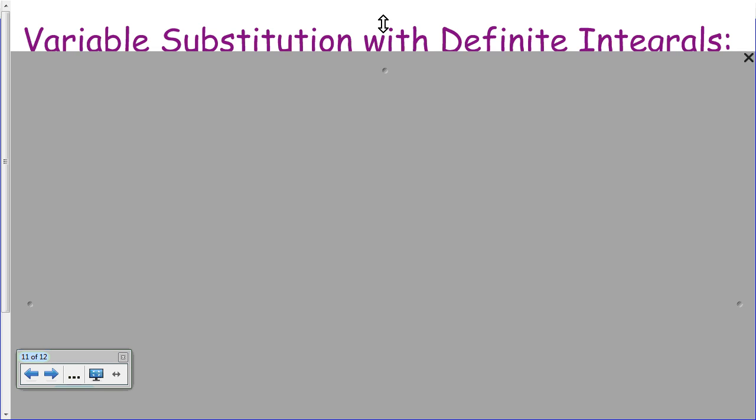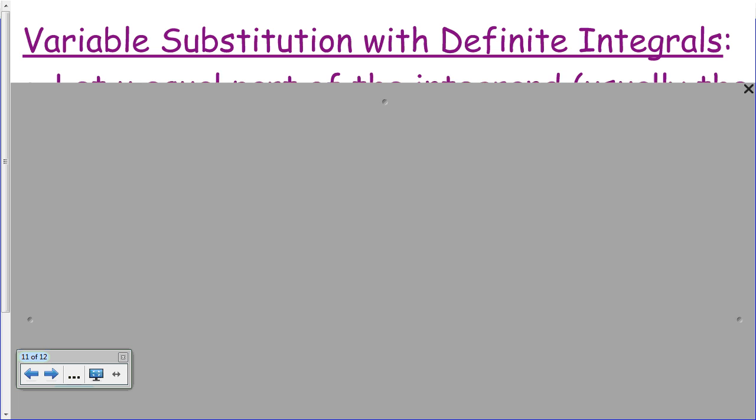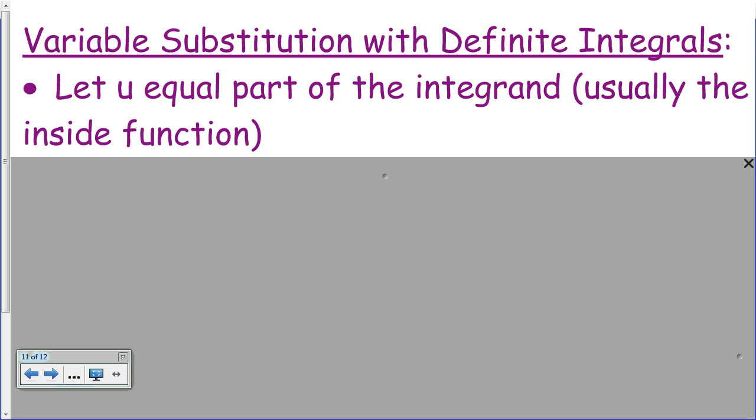All right. So here's the variable substitution with definite integrals. Sometimes we call it a u substitution because we usually use the variable u as our variable of choice. So that's the first step, is to let u equal part of the integrand. And usually if it's a composition, at least for all the functions we've seen so far, you're going to want to pick the inside function as being your choice for u.